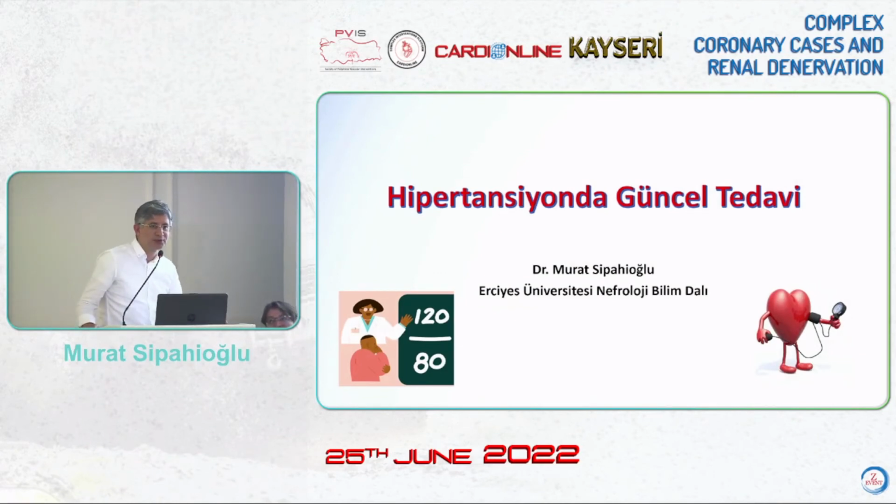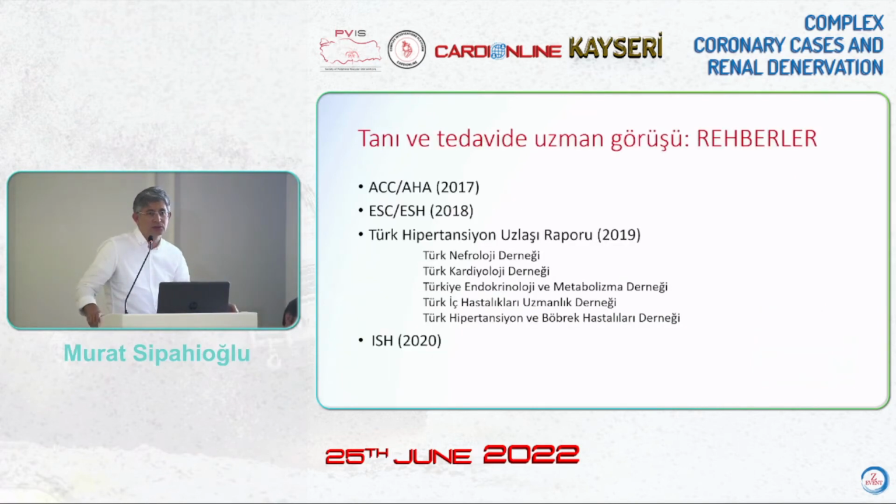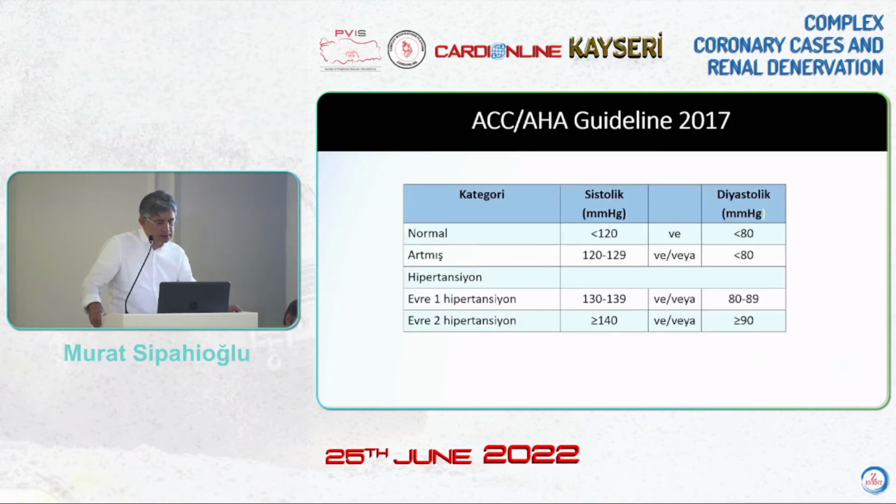Hi, everyone. I think this will be the last presentation of the day. This is an issue you already know. Up-to-date treatments in hypertension. I reviewed the latest guidelines, and most of the time I depended on the Turkish Hypertension Consensus Report, and there is also another guideline, International Society of Hypertension, which was published in 2020, and I generally refer to Turkish Hypertension Consensus Report. There are some differences, but generally they agree.